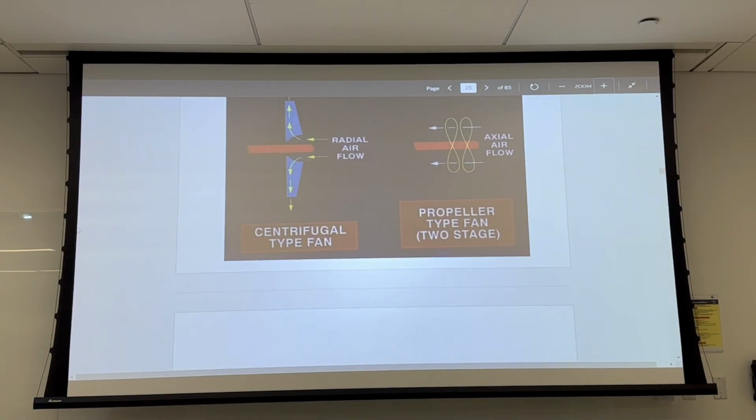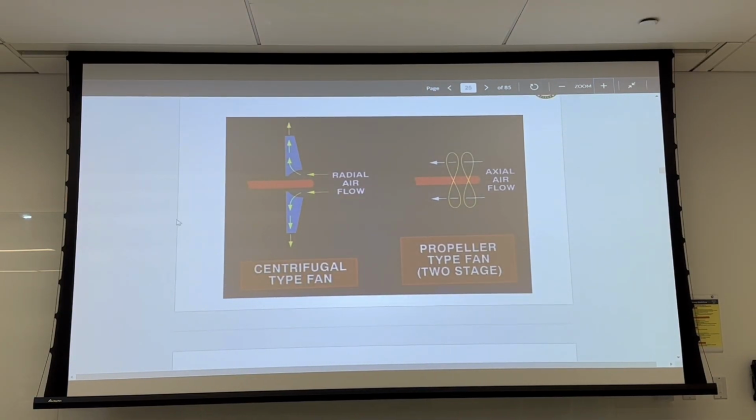And the centrifugal type has two different types: a propeller type, and a two-stage type. That means there are two propellers one after another. One propeller is drawing air, and then it is pushed to the second propeller, which increases the momentum further and moves it.